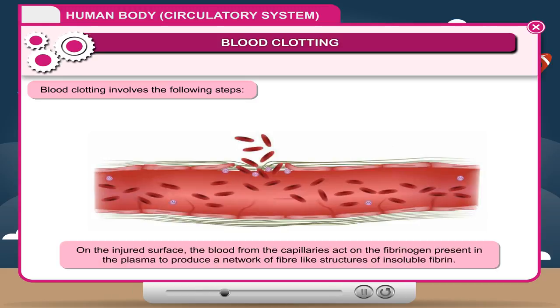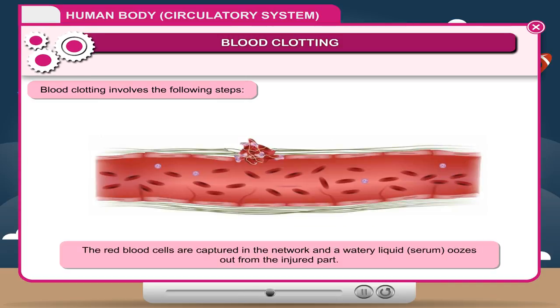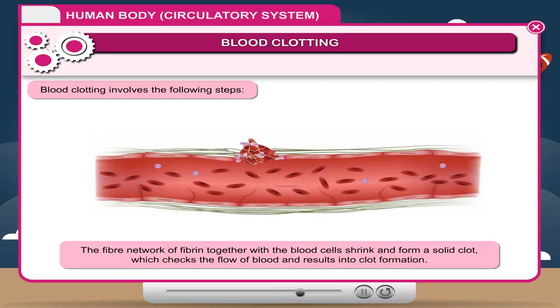1. On the injured surface, the blood from the capillaries acts on the fibrinogen present in the plasma to produce a network of fiber-like structures of insoluble fibrin. 2. The red blood cells are captured in the network and a watery liquid, serum, oozes out from the injured part. 3. The fiber network of fibrin together with the blood cells shrinks and forms a solid clot which checks the flow of blood and results in clot formation.